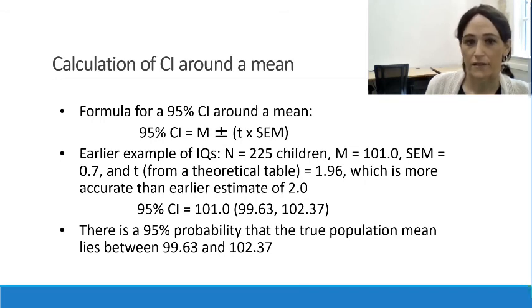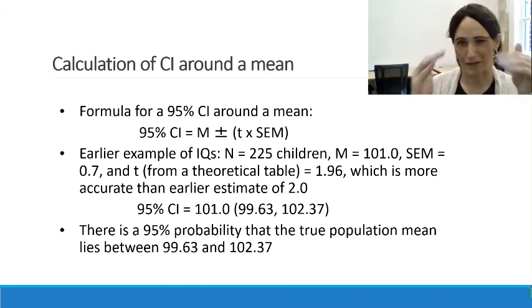So in our earlier example, with an IQ score, mean of 101, standard error of the mean of 0.7, we'll look up a value from a table. There's a table in your book that has t values, and the value that we would get from that table would be 1.96. And actually for large samples, 1.96 would be what we would use as our t value or our z value for sample sizes of roughly 200. So this is going to be a slightly better estimate than what we calculated before.